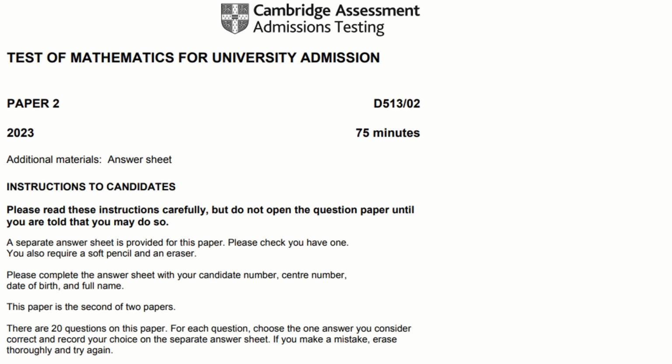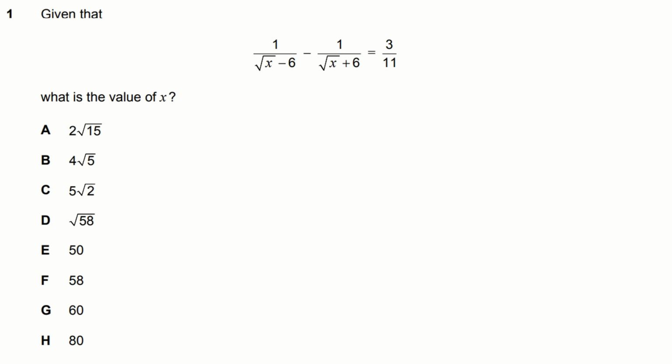This is TMUA 2023 paper number 2. Let's just do it. We get a normal maths question first. Let's just times these denominators together and then put this one over there and this one over there, I guess, would be the easiest way of doing this. Remember, minus into a bracket here.